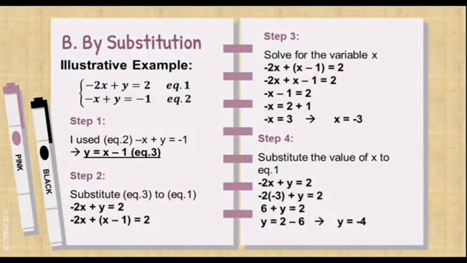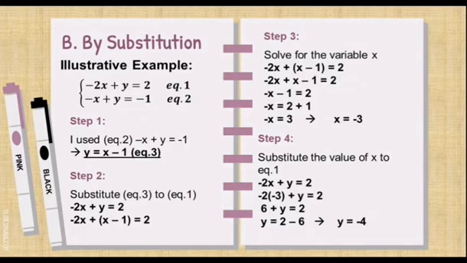Solve the following system of linear equations by substitution. Given negative 2x plus y equals 2 as equation 1 and negative x plus y equals negative 1 as equation 2. Step 1. Using equation 2, which is negative x plus y equals negative 1, solve for y and we get y equals x minus 1, and this becomes equation 3.